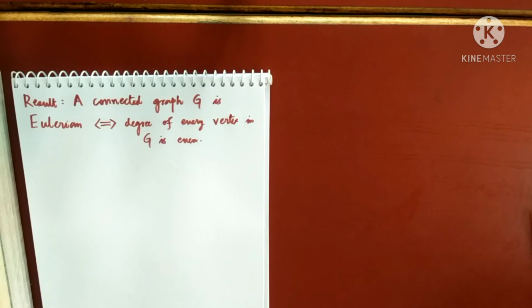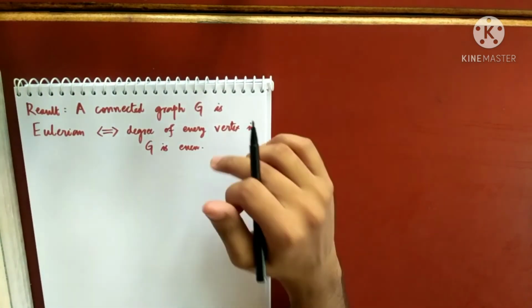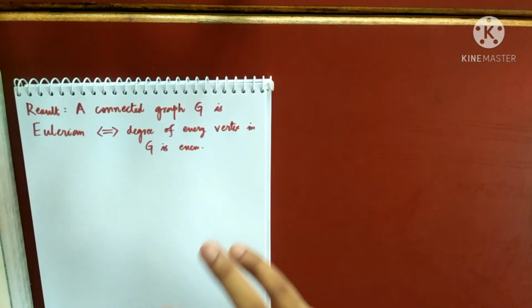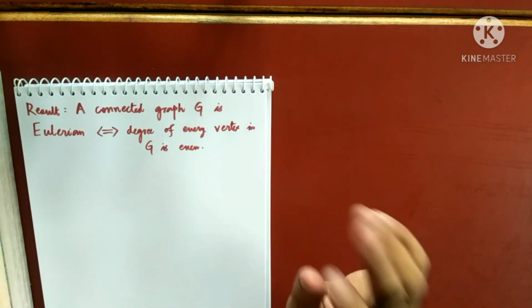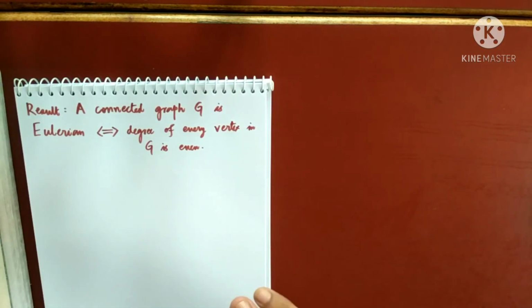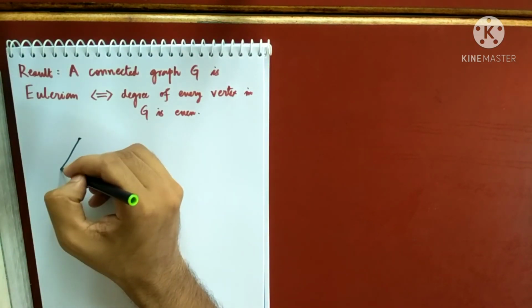Now just by looking at the graph, you can conclude whether your graph is Eulerian or not Eulerian. What is the technique that you will use? You will write down the degree of all the vertices. If all are even, you simply conclude that the graph is Eulerian. If any one of them is odd, you conclude that it is not Eulerian. So let me draw some graphs. I'm just drawing randomly.